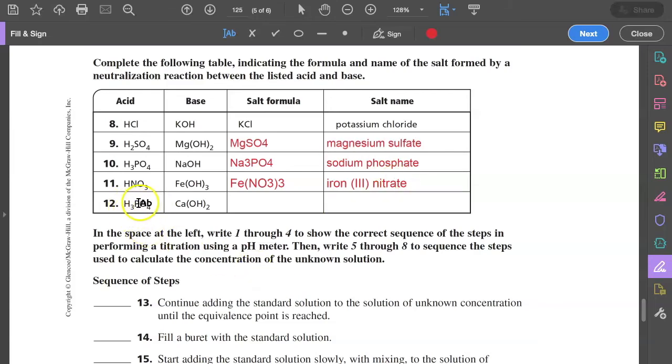And finally we have H3PO4. PO4 is the anion. And calcium hydroxide. Calcium is the cation. What do we have? Okay, we have Ca3(PO4)2, calcium with a +2 charge, phosphate with a -3 charge. You swap and drop and you get 3 calciums, 2 phosphate groups, and that's calcium phosphate.